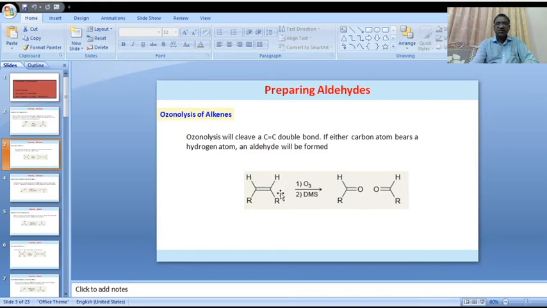Here it requires both the carbon atoms attached to hydrogen atoms. On ozonolysis, in the reaction with O3 ozone in the presence of DMS, dimethyl sulfide, the breakage of this carbon-carbon double bond gives aldehydes. From this reaction it produces aldehydes. Okay, is it clear? Aldehydes preparation.